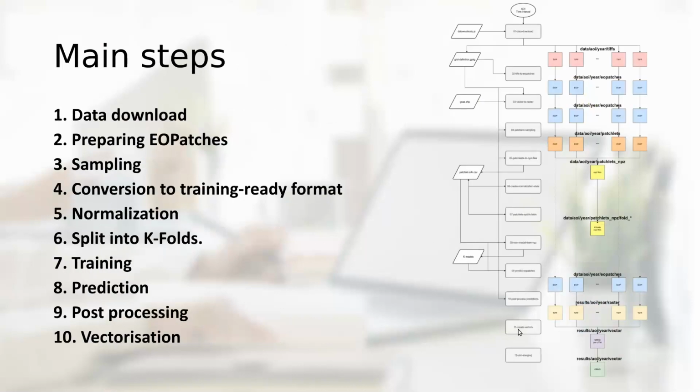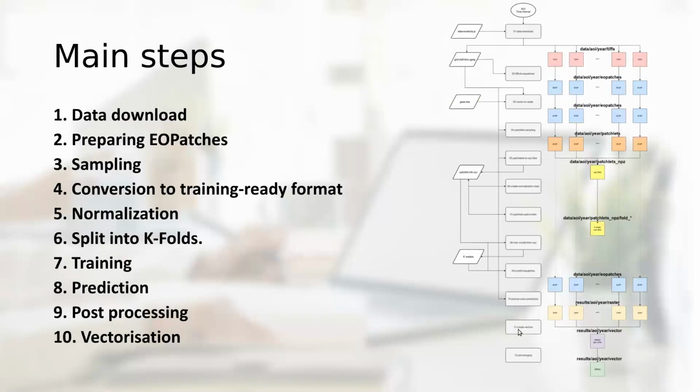So the workflow itself can be split into 10 main parts, which are the data download. This is where the Sentinel-2 data is downloaded using the Sentinel Hub service to the bucket. Then we go from the downloaded GeoTIFFs into EOPatches, to which we add reference data, so the GSAA vectors.